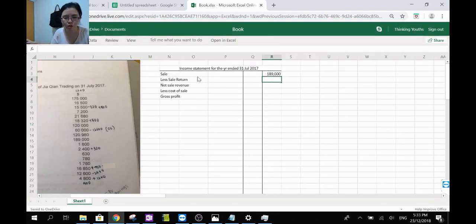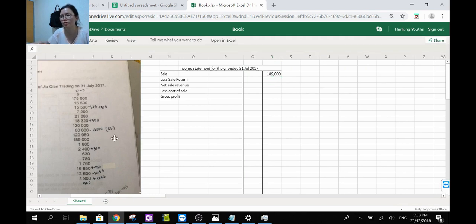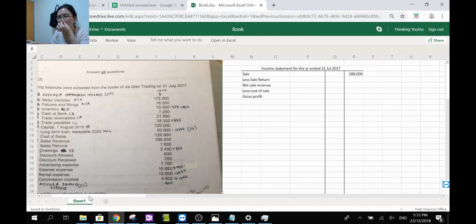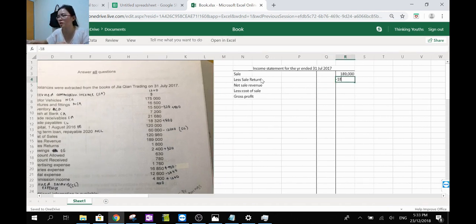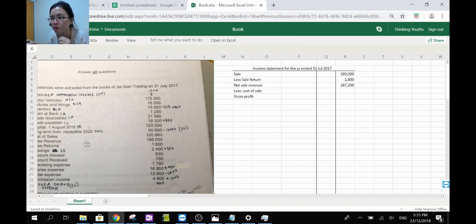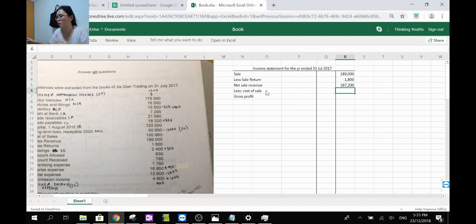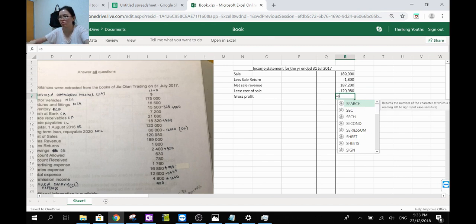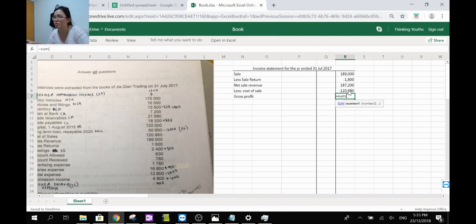Less sales return. The sales return is 1,800, so minus 1,800. Then cost of sales will be 120,980. This is minus, so we'll put a minus sign in front. Then you sum it up.